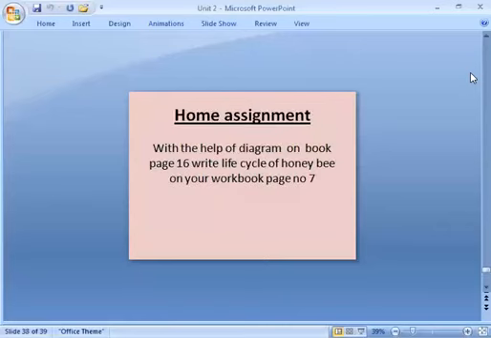And it is time for homework. Home assignment. With the help of the diagram on book page 16, write the life cycle of honeybee on your workbook, page number 7.